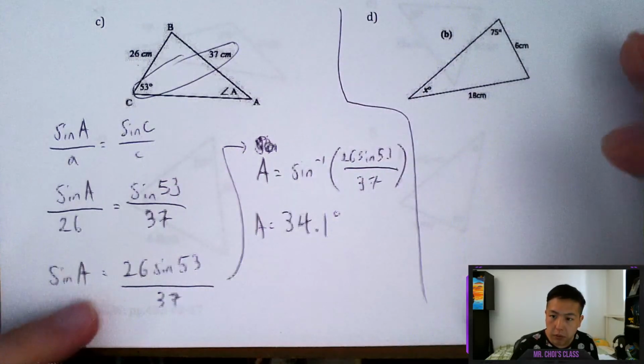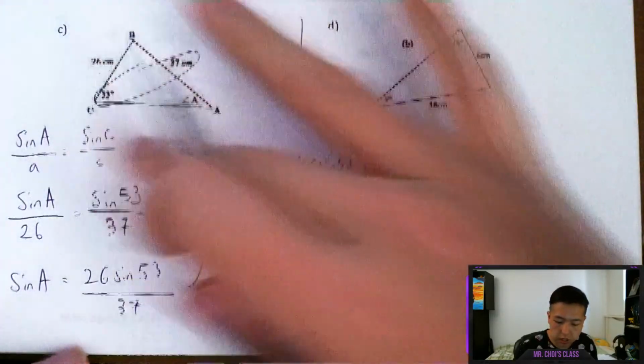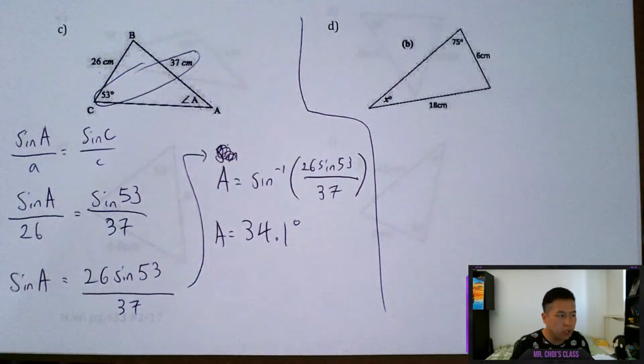Which means I'm going to leave you with question D. I'll leave question C as an example there. I'm going to give you 3 minutes to solve for question D, and then we'll take it up. All right, so 3 minutes on the clock. I'll play a song for you guys, and then you can get started. All right, see you in 3 minutes.